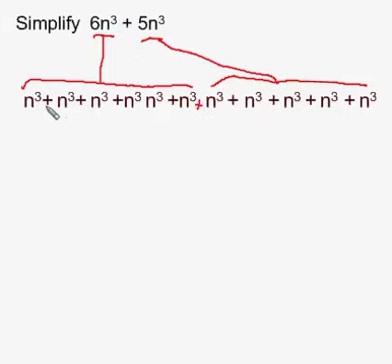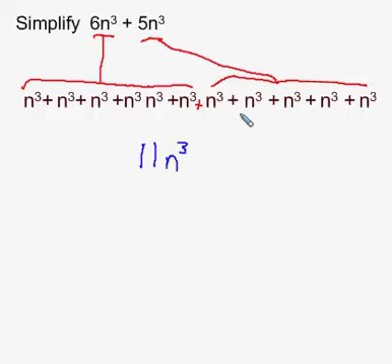So now, since I have 6 n cubes being added together here, and I have 5 n cubes being added together here, if you were to add them all up, that means I have 11 n cubes all being added together, and we can represent that repeated addition using multiplication. If we have 11 n cubes added together, that means we have 11 times n cubed.